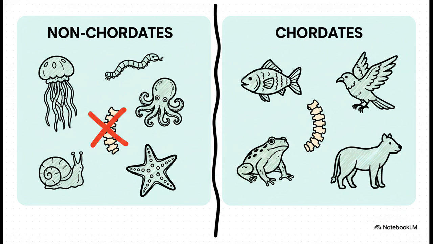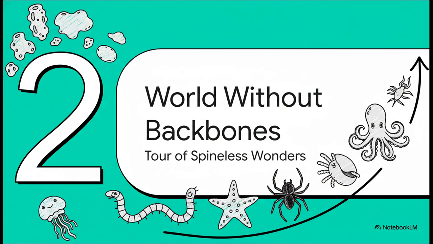So our jellyfish, our tapeworm, and our octopus? Yep, they're all non-chordates. They're united by what they're missing. Okay, so let's start our tour with this absolutely gigantic group, the non-chordates. We're going to climb up the evolutionary ladder here, starting with the simplest forms of animal life you can imagine, and see how things get more and more complex with each new group, or phylum.